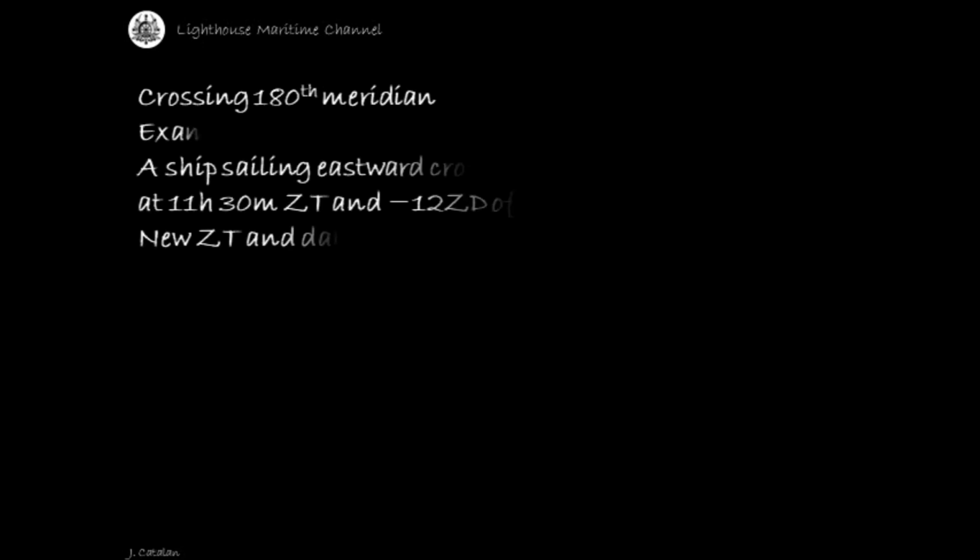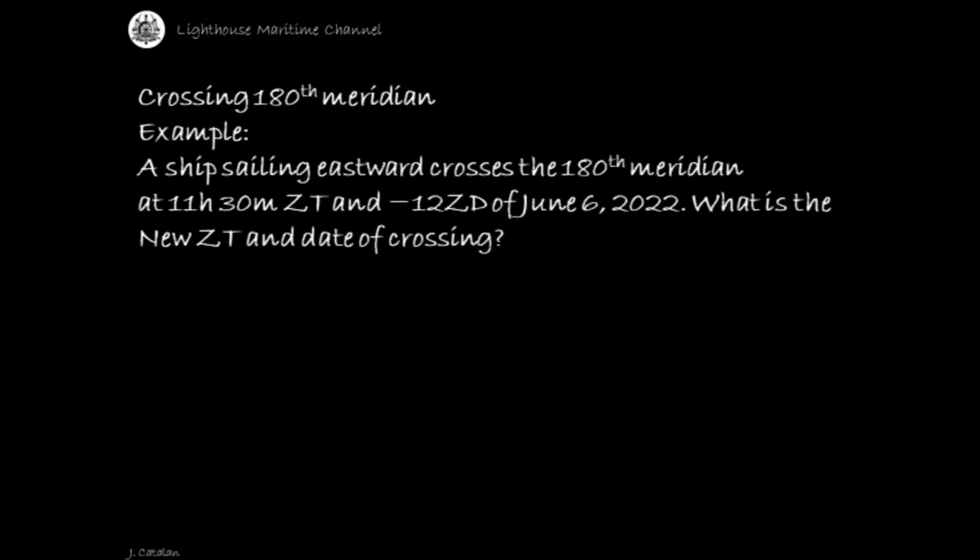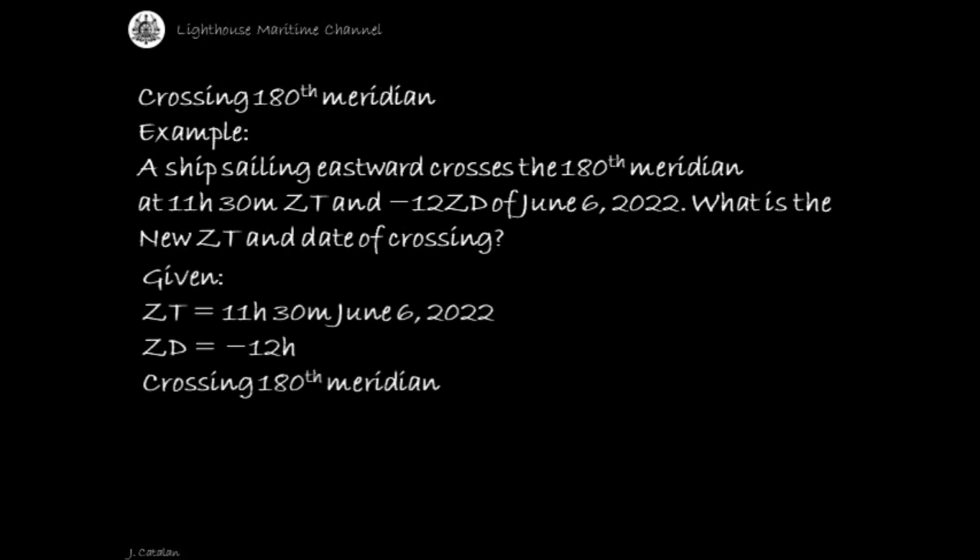Crossing the 180th meridian. Example: A ship sailing eastward crosses the 180th meridian at 11 hours 30 minutes ZT in minus 12 ZD of June 6, 2022. What is the new ZT and date of crossing? Given: ZT is equal to 11 hours 30 minutes on June 6, 2022. ZD is equal to minus 12 hours. Required: new ZT and date of crossing.